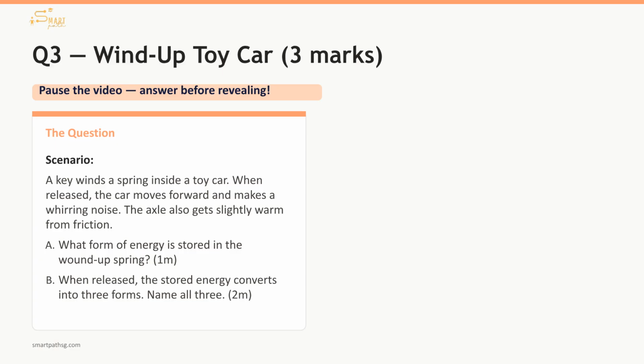Question 3. A key winds a spring inside a toy car. When released, the car moves forward and makes a whirring noise. The axle also gets slightly warm from friction. Pause the video now and try answer parts A and B.